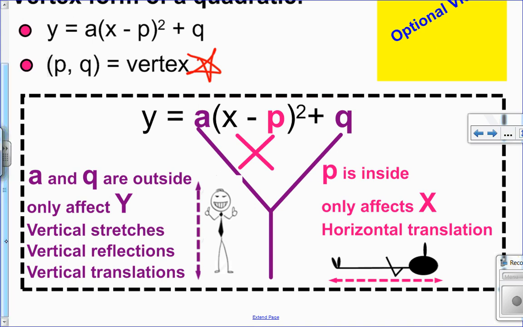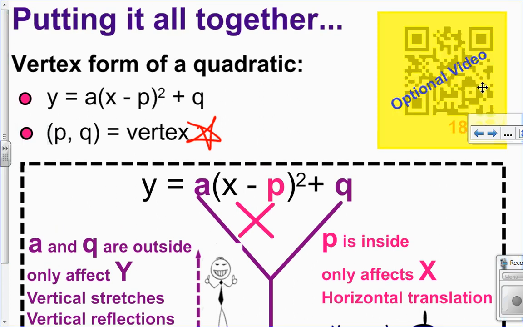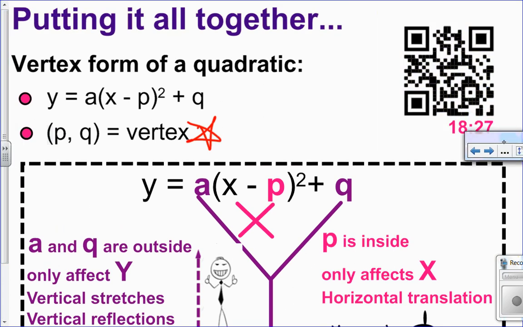Now, I do have an optional video for you guys in your notes, and this is actually a video that I made for 30-1, but it would be useful for you as well. If you want to have that question answered, why does Q, if it's positive, go up or down? Why does P, if it's in the formula, minus, go to the right and positive go to the left? I do a more in-depth explanation of that. So if you kind of like to know the theory behind it and why every parameter works the way it does, this video would be worth a look for you.